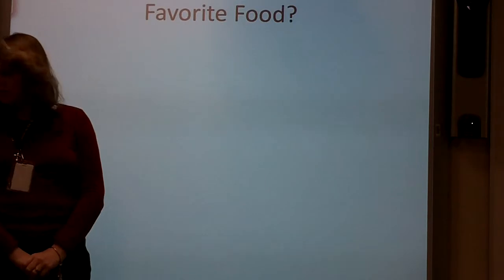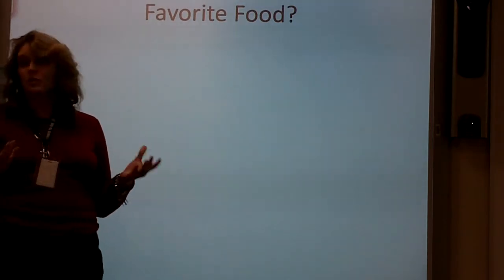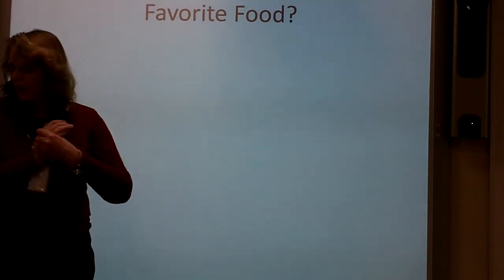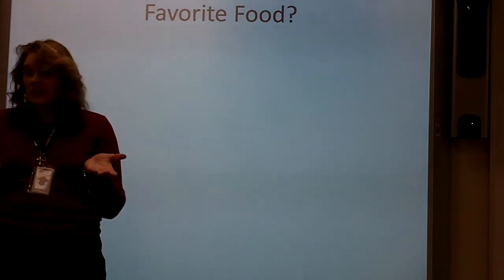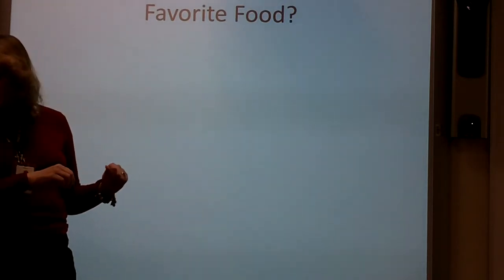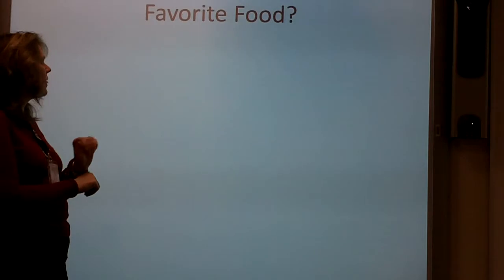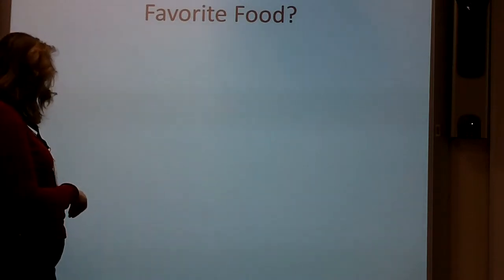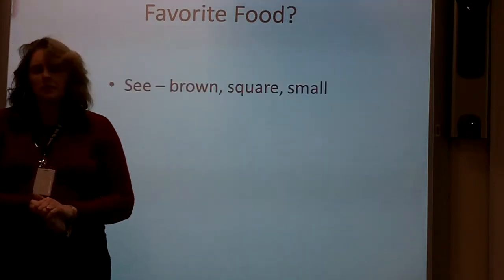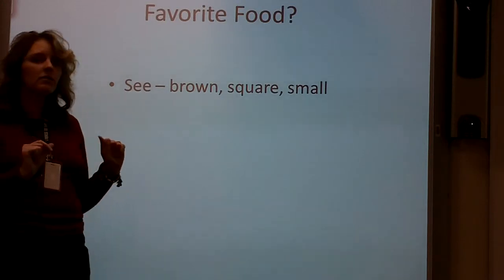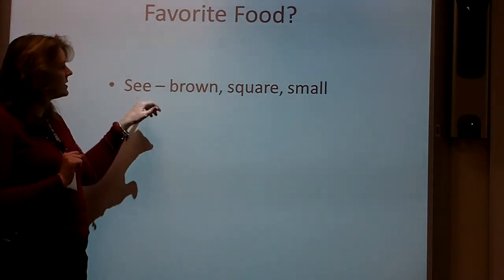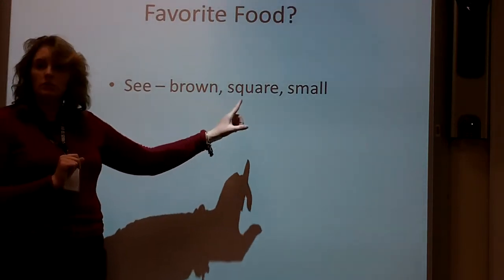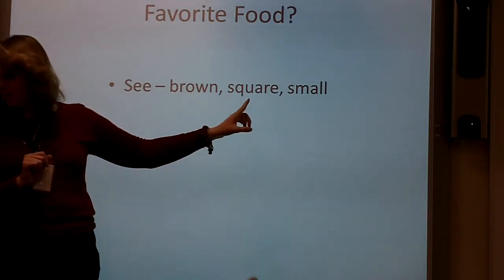For example, say I wanted to describe my favorite food. I would need to add some details, right? So, first thing I would do is I would describe how it looks. Okay? So I would describe that my favorite food for the C is brown, square, and small.